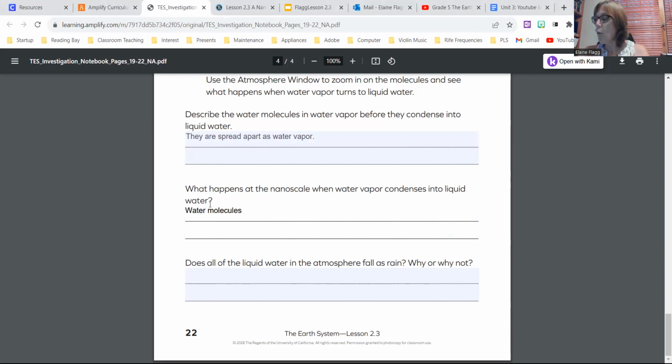Okay, the next one. Water molecules in the air come together into clusters to form raindrops. So they actually come together. I'll give you a moment to write down that answer, but perhaps your answer has something like that.